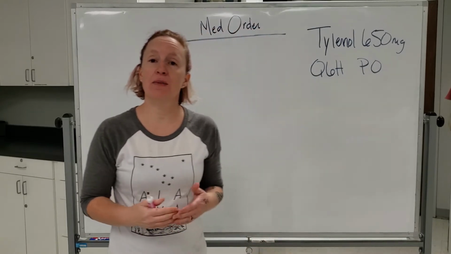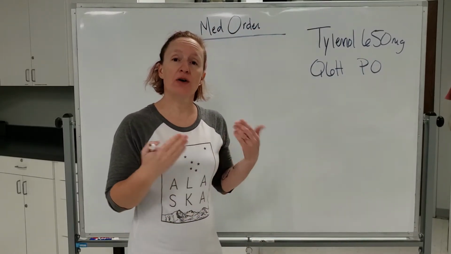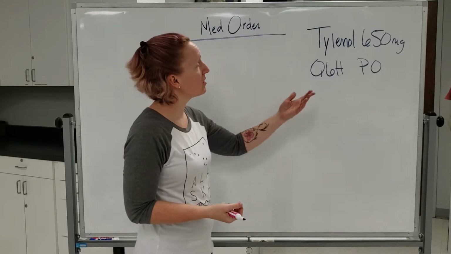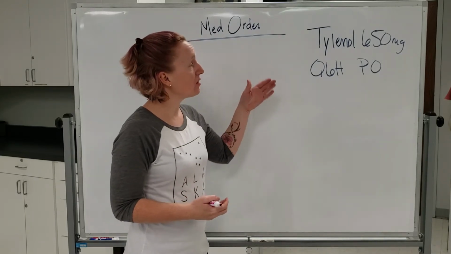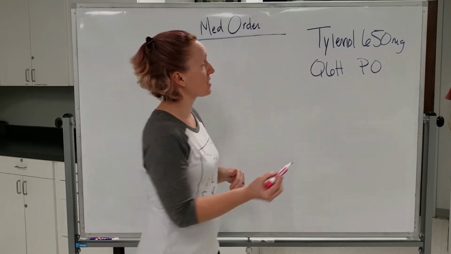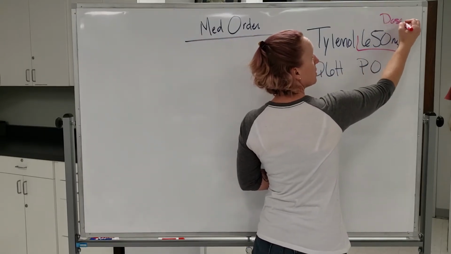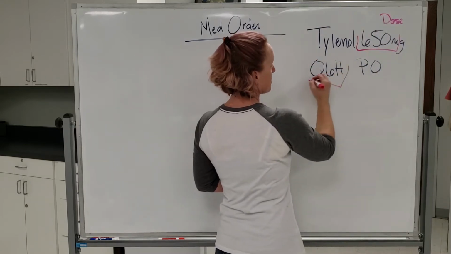Today we're going to be talking about medication orders. And you guys are pretty familiar with oral route medications. So I've got Tylenol as an example up here on the board. Tylenol, 650 milligrams, Q6 hours. Our 650 is our dose, and our Q6 hours is our frequency.